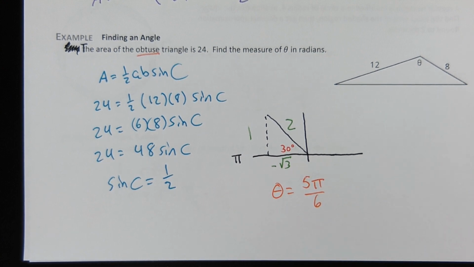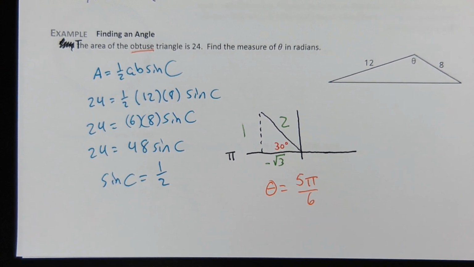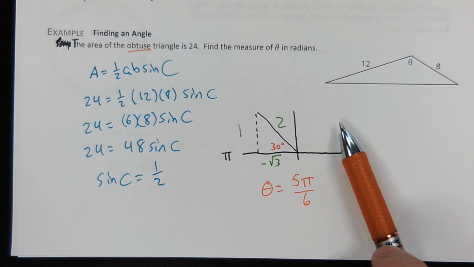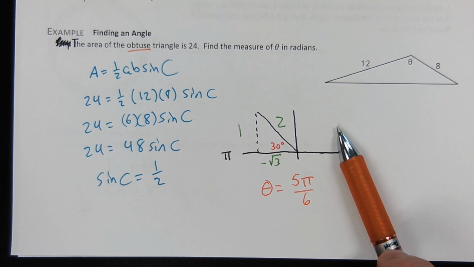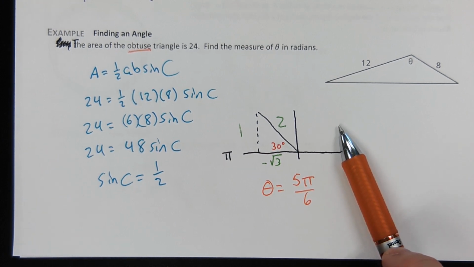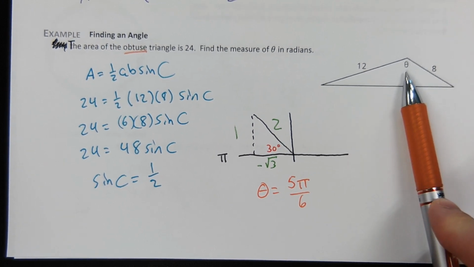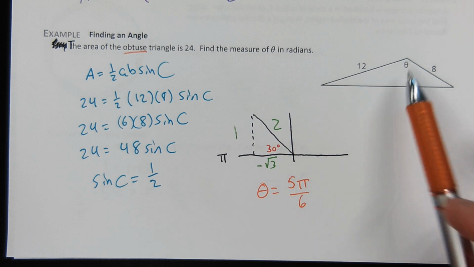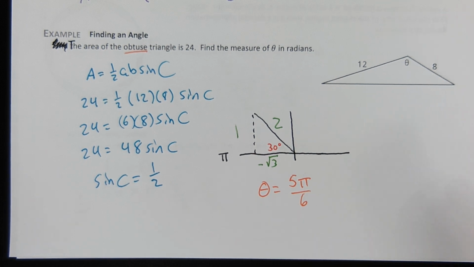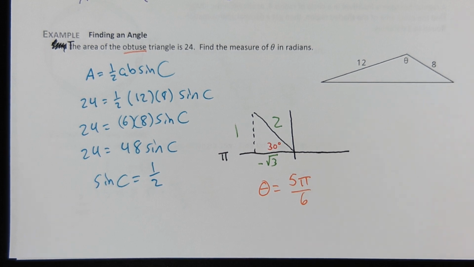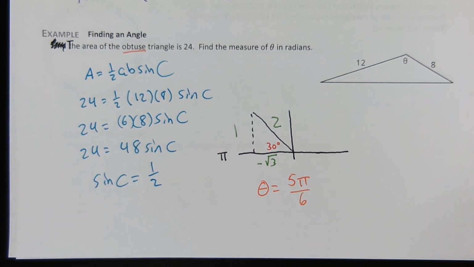You know what's really interesting about this? That means there's an angle in quadrant 1 where I would have had the exact same area, a pi over 6. This angle could have been 30 degrees or 150 degrees. Either way, the area of this triangle is 24. So there's an acute version of this triangle and an obtuse version of this triangle that have the same area. Isn't that neat? I mean, I think it's neat. I think that's pretty cool.